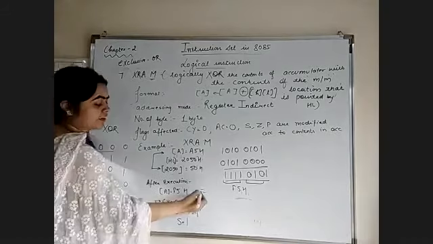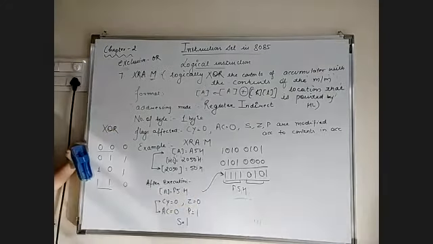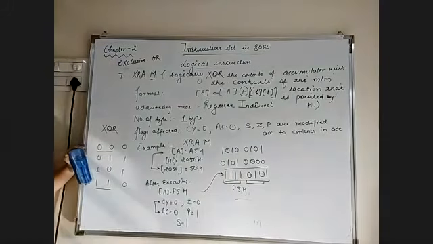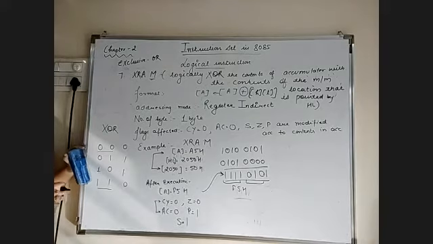Next we have the sign flag. In this result you can see the most significant bit is equal to 1. So when MSB is equal to 1, that means the sign flag is equal to 1. Okay, so this is about XRA M.